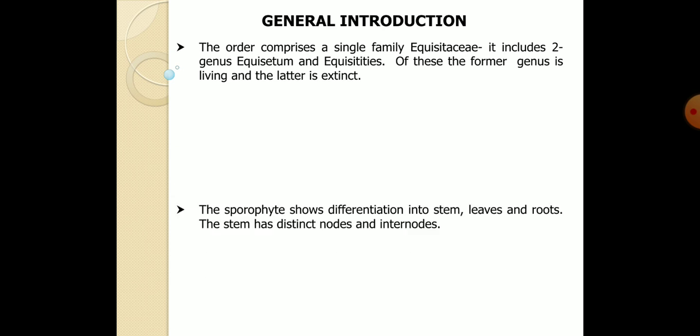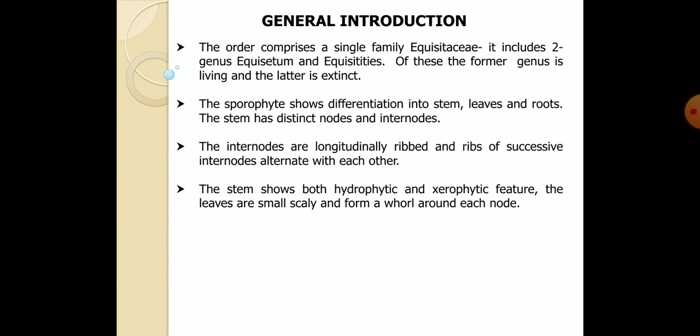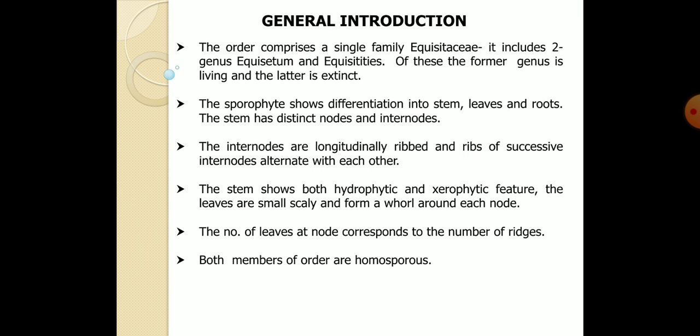The Equisetum is commonly referred to as horsetail. The general characteristics of the Equisetaceae: the family consists of two genera, one living and some extinct in nature. The sporophyte shows different regions, that is the root, stem and leaves. The stem consists of nodal and internodal regions. The internodal regions are long, and some of them show xerophytic characteristics.